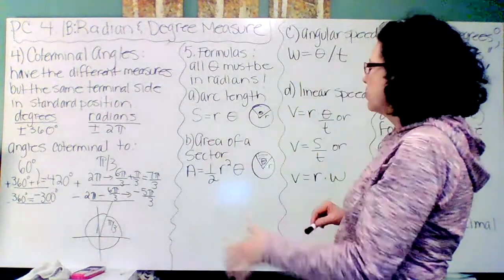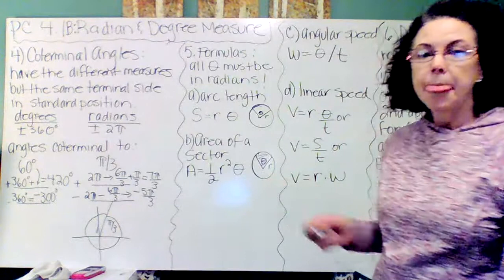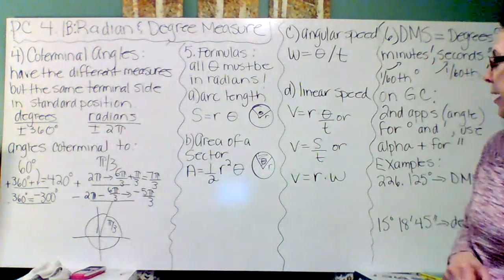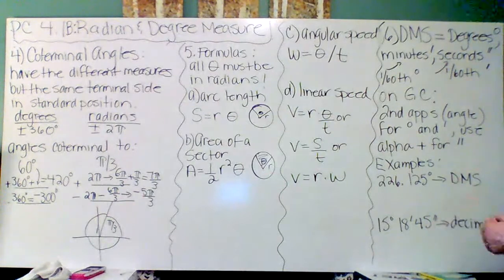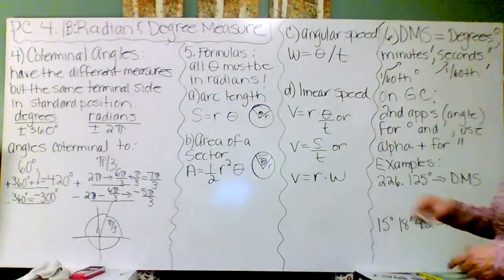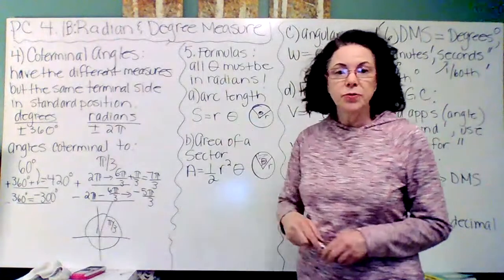Another reason why radians are important is formulas. For these formulas, arc length, area of a sector, angular speed, and linear speed, all of our formulas use theta, right? That's what we use for an angle measure.